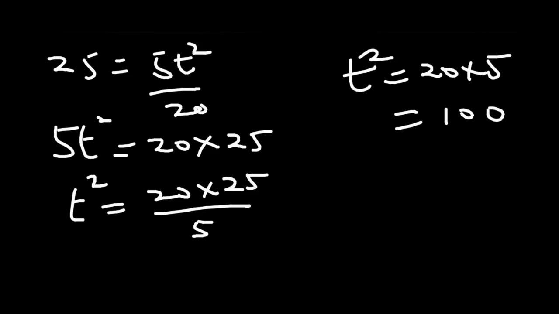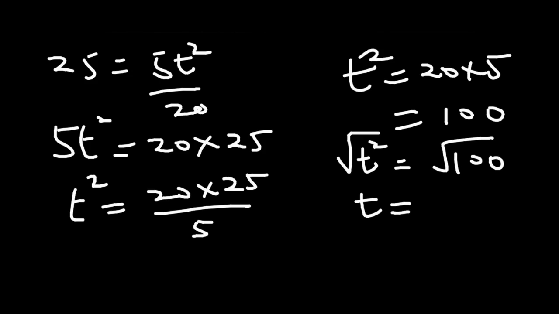If we take the square root of both sides, we shall have that square root of T squared equals square root of 100. And square root of T squared will give T, which is equal to square root of 100, which is 10. And as such, the time taken to cover the distance of 25 meters is obtained as 10 seconds.